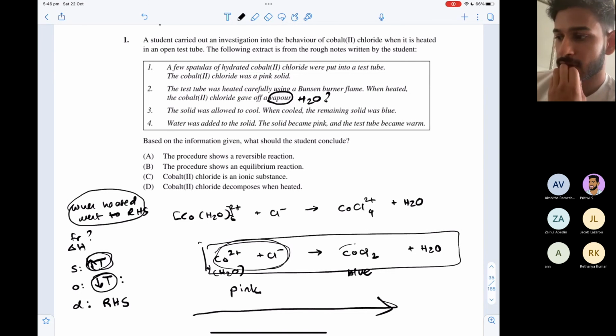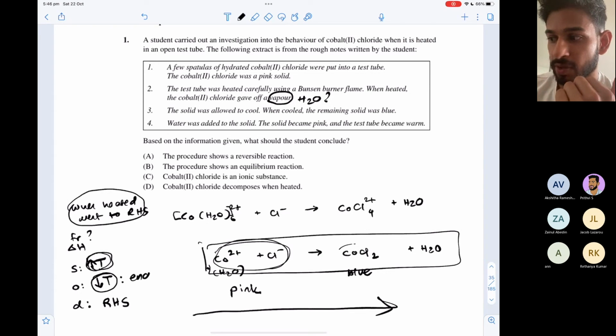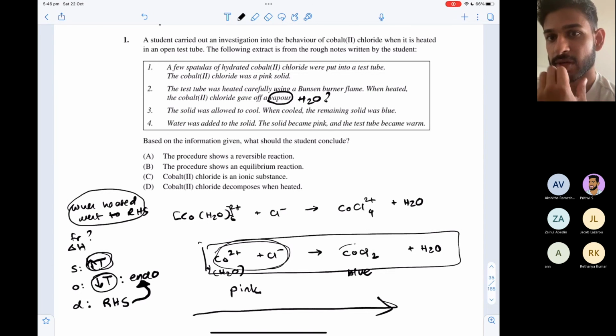So the stimulus is an increase in temperature, the opposite is a decrease in temperature. So we're going to favor the endothermic reaction. And remember, our direction is the direction we go to achieve that opposite. So guess what we just found out, everyone? The right-hand side of the forward reaction is endothermic. So that's how you solve those questions.